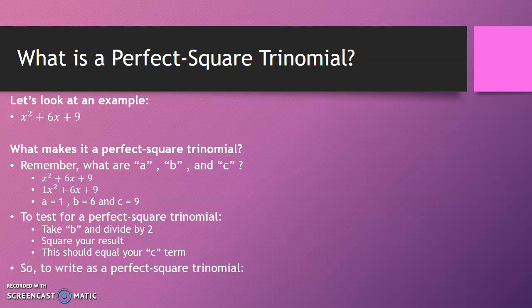So, to write it as a perfect square trinomial, using the example up above, I would take 1/2 of my 6, square that, and I should get 9. Because 1/2 of 6 is 3, 3 squared is 9. So it does match up that it is a perfect square trinomial. So if I wanted to rewrite it, it would be (x plus 3) squared. Note that the 3 is what I found when I took my b term, my 6 in this equation, divided by 2.